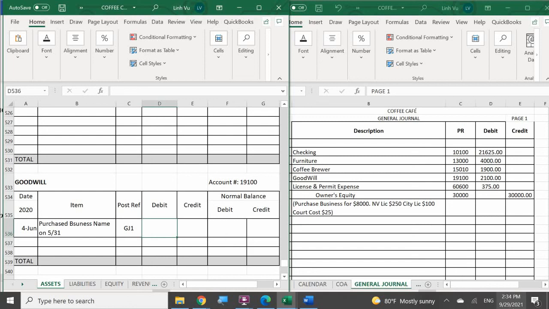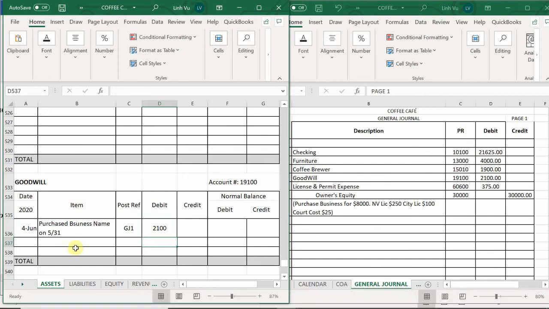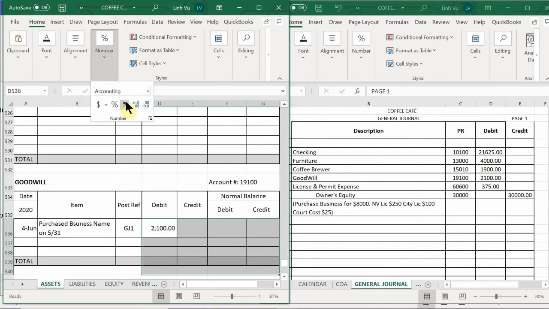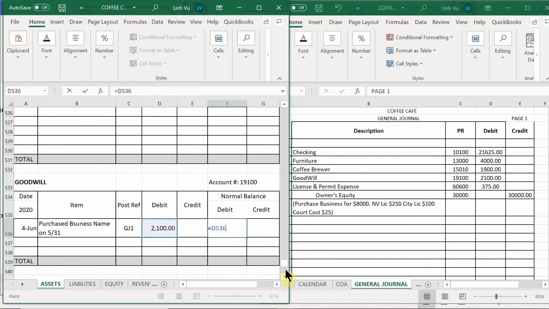Did I debit my account or credit my account? You still debit your account. Yes, correct. I debit my account for $2,100. And of course, because that's my beginning balance, therefore it equals $2,100. All right, so what account is next on the list?